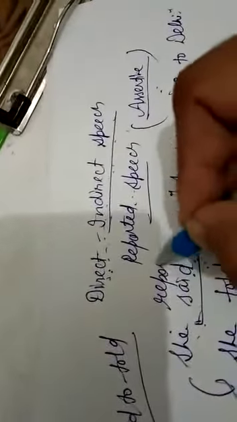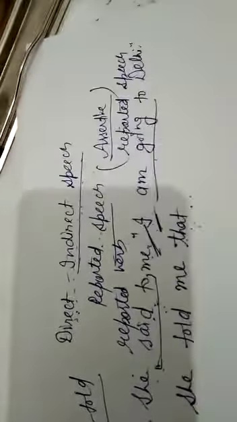So the person will change. As I told you before, "she said to me" is called the reported verb, and what follows is called the reported speech. Reported speech is always kept in inverted commas, as you can see here. So this is the reported speech, this is the reported verb, and this is the reported person. And definitely the person will change.